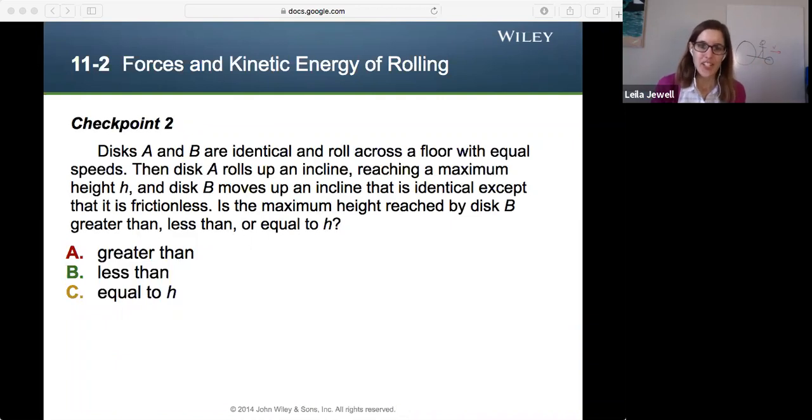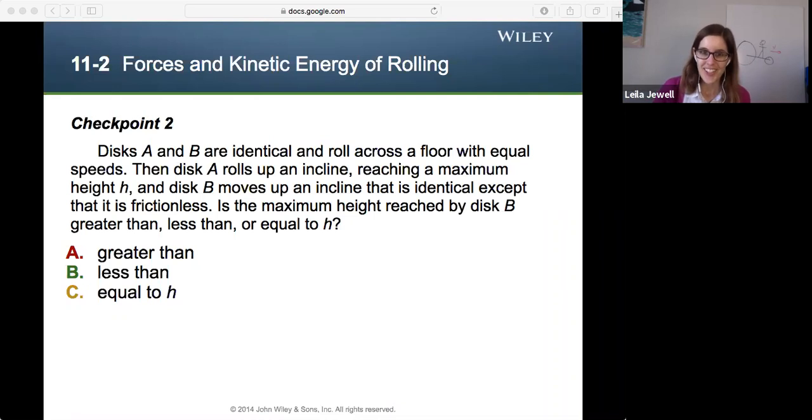Disks A and B are identical and roll across a floor with equal speeds. Then disk A rolls up an incline, reaching a maximum height h, and disk B moves up an incline that is identical, except it is frictionless. Is the maximum height reached by disk B greater than, less than, or equal to h? This is a really interesting one, so I want you to think about it. Please take the time, fight inertia, reach out and hit pause now.